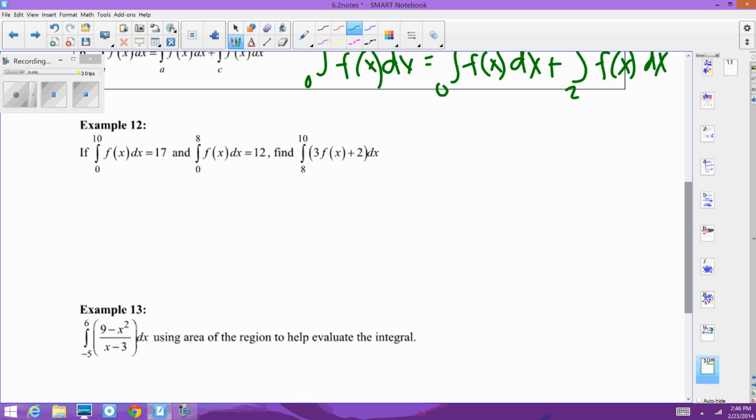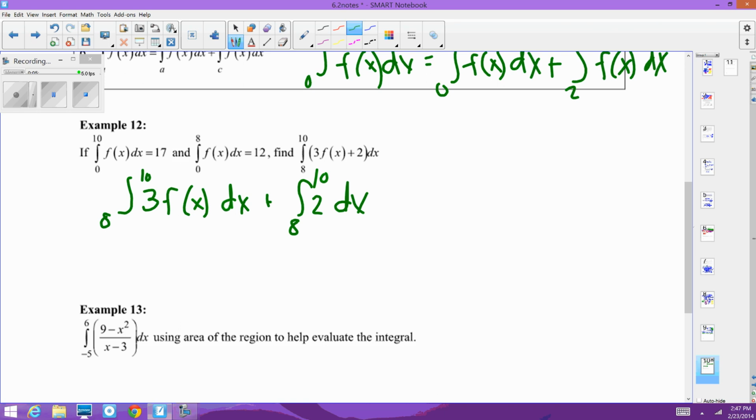Let's use that to get to our answer here. We're trying to rewrite this another way. I am going to first write it as two different integrals. I don't know what I need to figure out yet, so I'm not going to do too much, okay? Then what I can do is pull that 3 out of the front. I'll evaluate this in a minute.